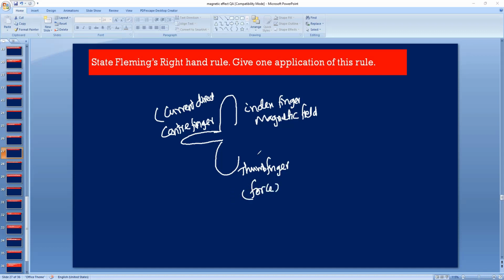Okay. Now, mechanical energy to electrical energy. Because we are giving a force, we are calculating the induced current using Fleming's right hand rule. So the apparatus that converts mechanical energy to electrical energy is the generator.